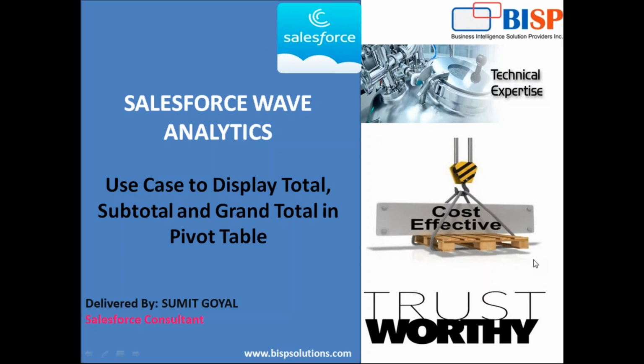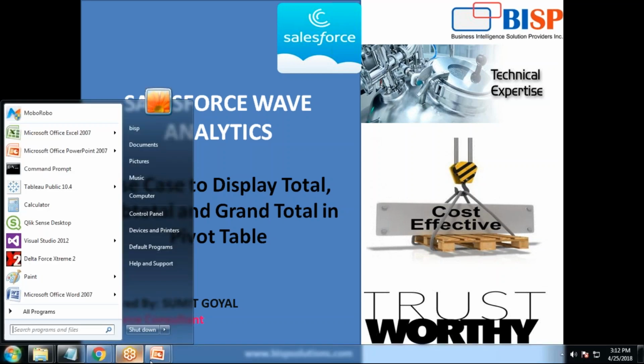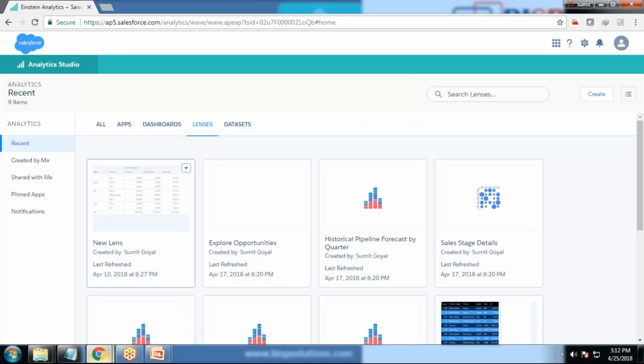In today's video, I'm going to take a use case to display total, subtotal, grand total in a pivot table in Wave Analytics. Usually, to display total, subtotal and grand total, or any kind of totals in a pivot table in Wave, it's not available by default. So we need to customize it and write some customized SOQL queries in order to get the total and grand total. So let me show you the requirement.